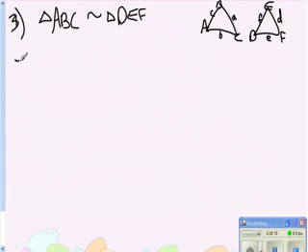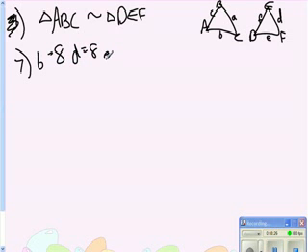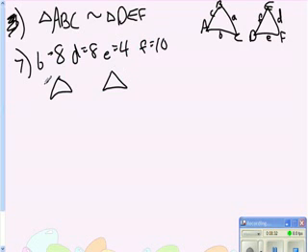And I'm going to use number 7. Number 7 says b equals 8, d equals 8, e equals 4, and f equals 10. So I'm going to draw my triangles again. B is 8, D is 8, E is 4, F is 10. So I'm just placing them where they belong, which means I'm looking for C and A.